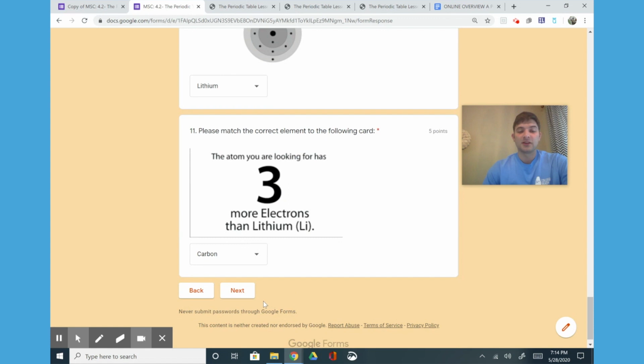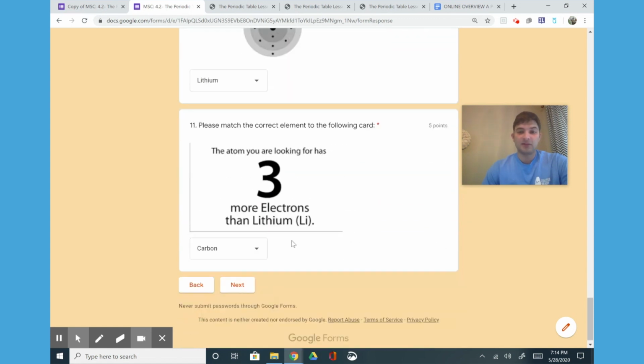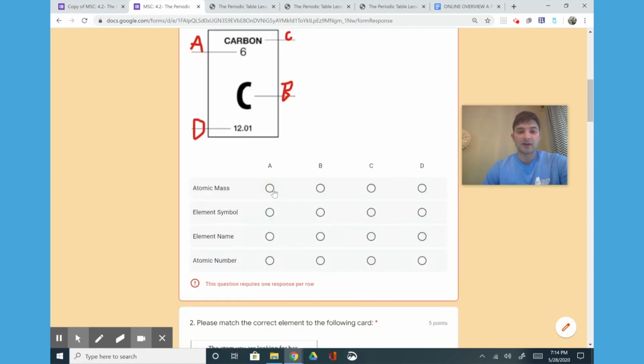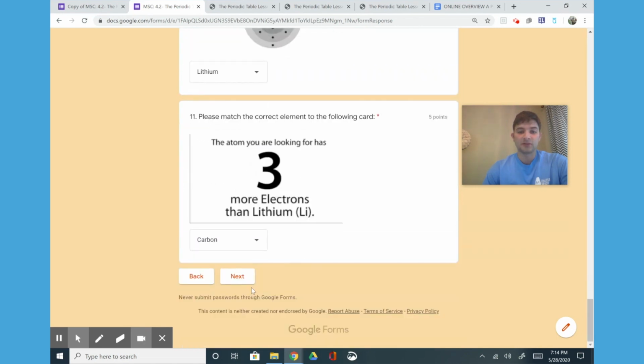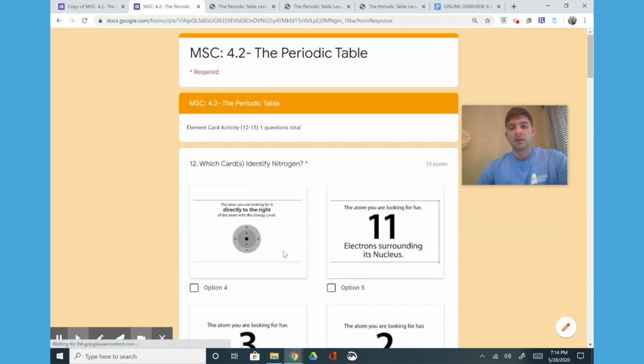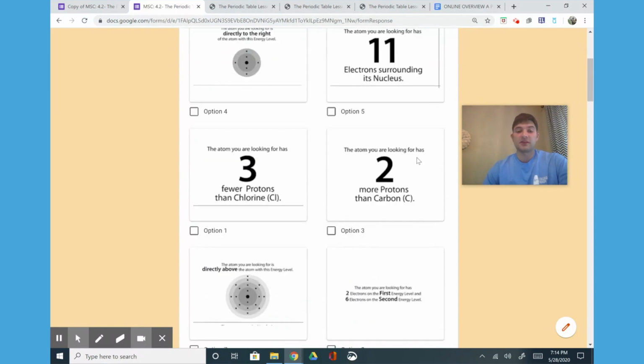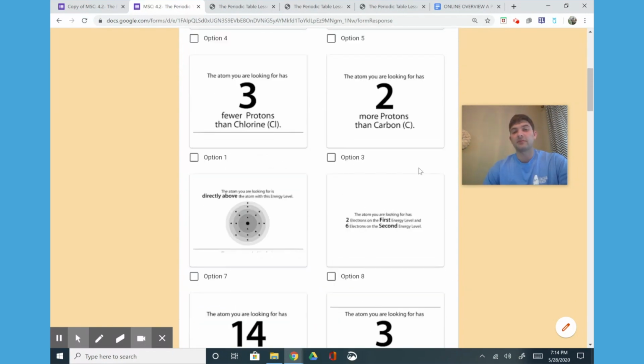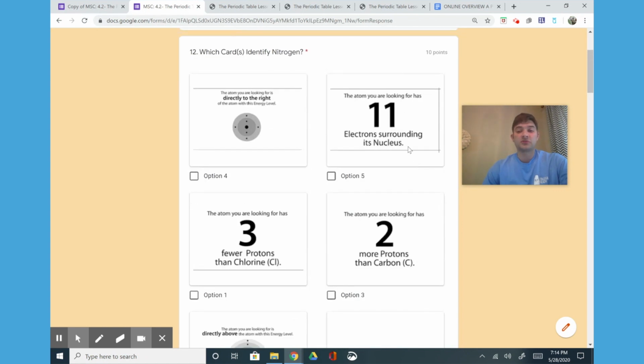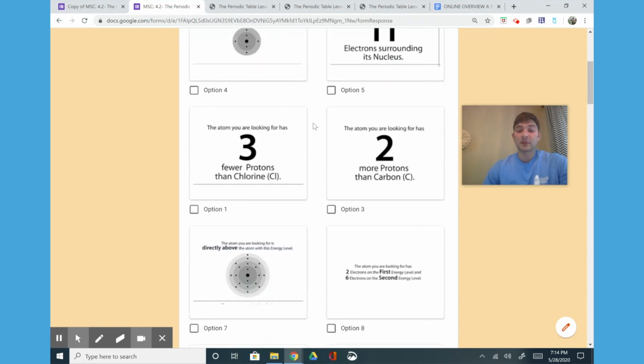You saw this question earlier. Then once you get to the next section, I have to answer this question. See, this is exactly what it does if you don't answer the questions. Then when you get to the next section, you actually have to identify which card or cards identify nitrogen. You have 8 answer choices here. And again, it could be one choice, it could be 2, it could be 7, it could be 3, it just depends, but that's how I have it set up.